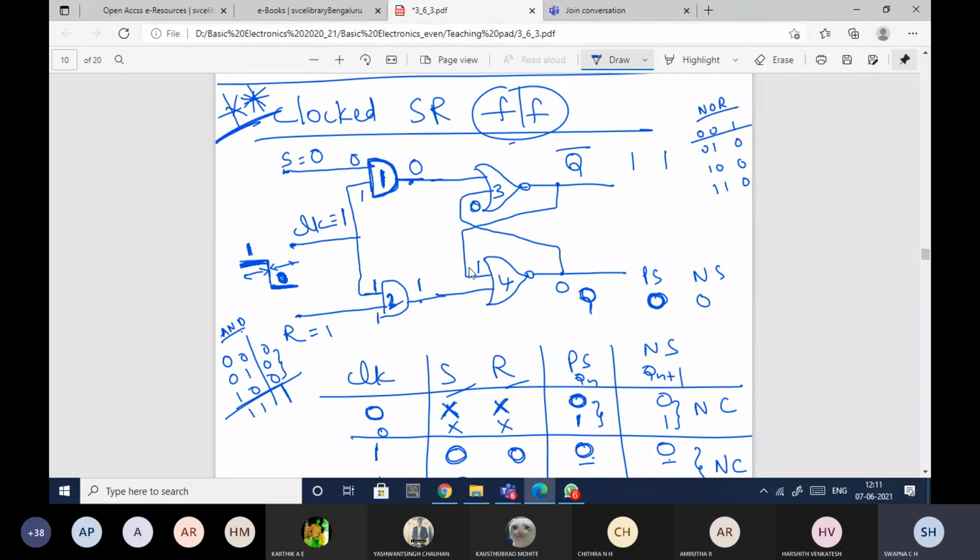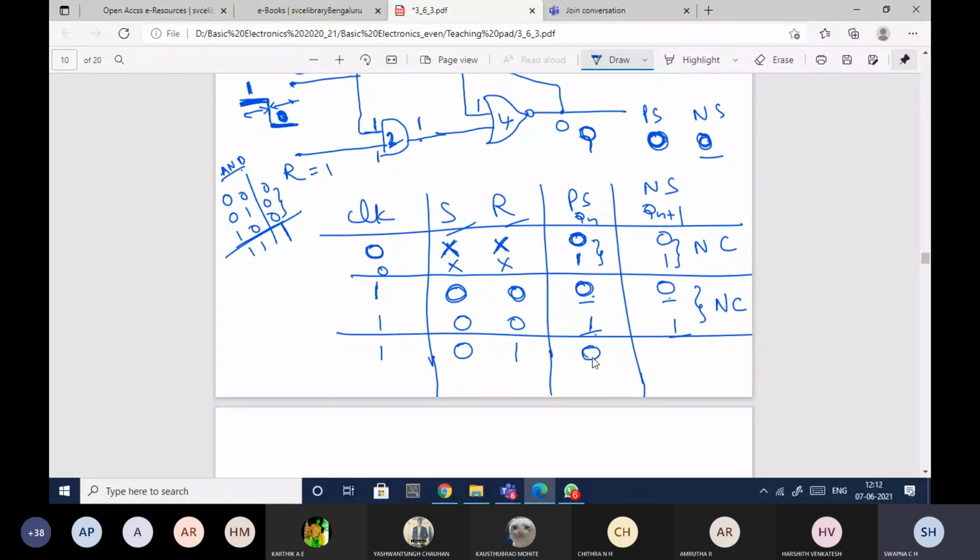The output will be equal to 1. That 1 will come here. 1, 1, the output will be equal to 0. Okay. So if you observe, Q and Q bar are complement of each other. And if the present state is 0, the next state is also equal to 0. So from this I can say that if the present state is 0, the next state is also 0.